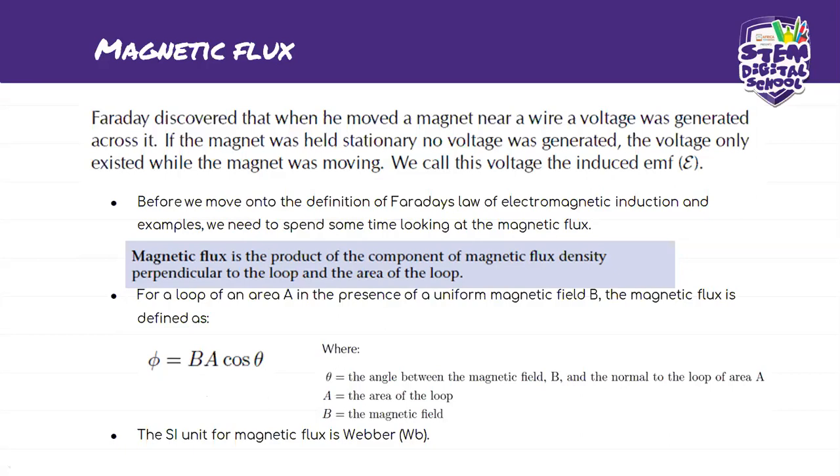The SI unit for magnetic flux is the Weber. I hope I spelled it right. It's Weber.